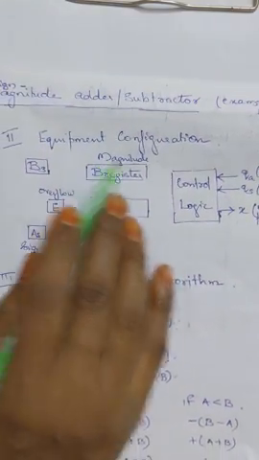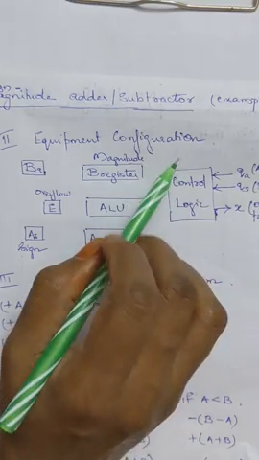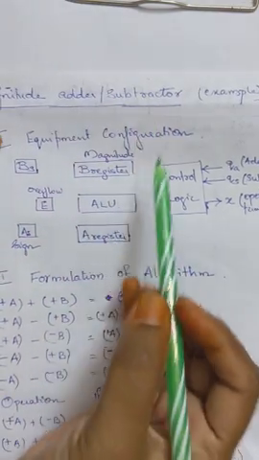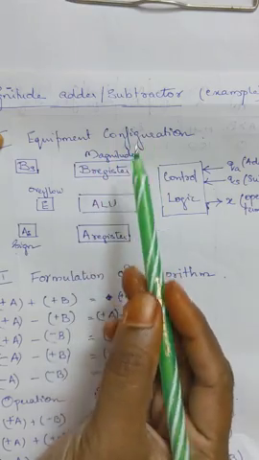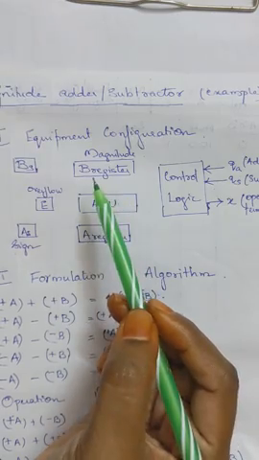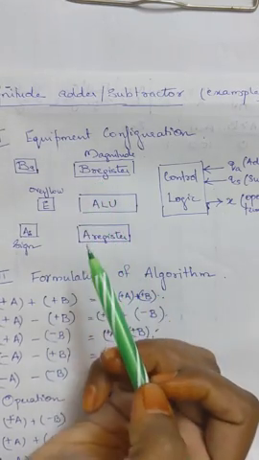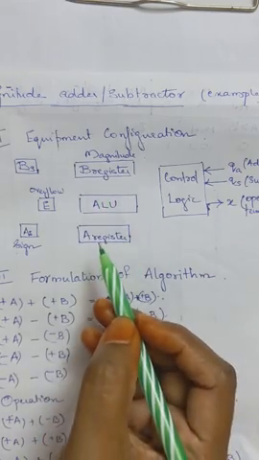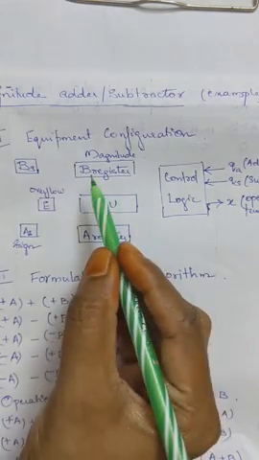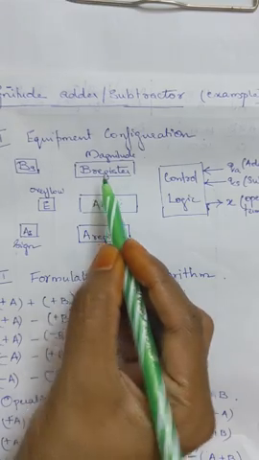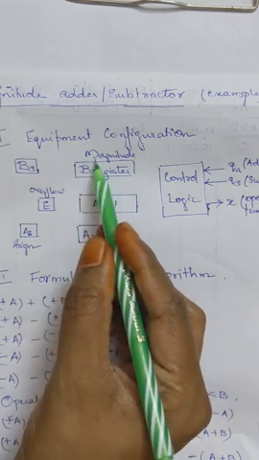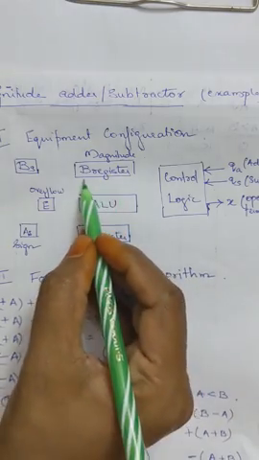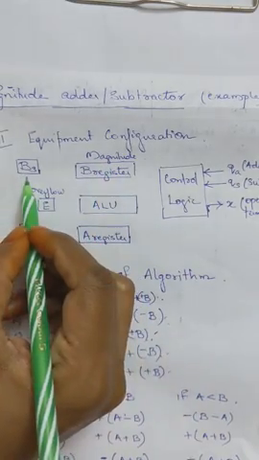Second step is equipment configuration. The example we are considering is a signed magnitude adder or subtractor. For any addition operation, it will have two operands. The two operands will be stored in two registers, A register and B register. A register will have the first operand, B register will have the second operand, and these registers will be in that signed magnitude representation format, like n-1 bits of magnitude and a single sign bit.